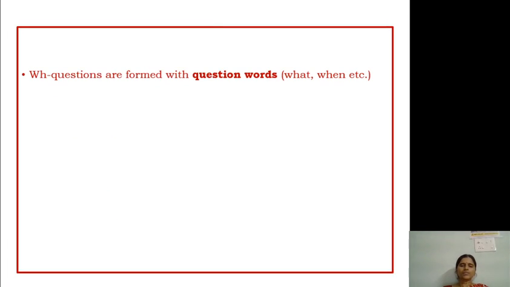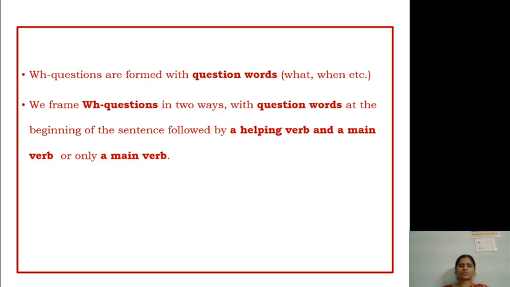Now, the second type of questions are WH questions. WH questions are formed with question words like what, when, etc. We frame WH questions in two ways: with the question word at the beginning of the sentence followed by a helping verb and a main verb, or only a main verb. Let us see an example. What is he doing there? In this, the question word is what, and we have a helping verb is, followed by a subject, then the main verb, and then the remaining part of the sentence.